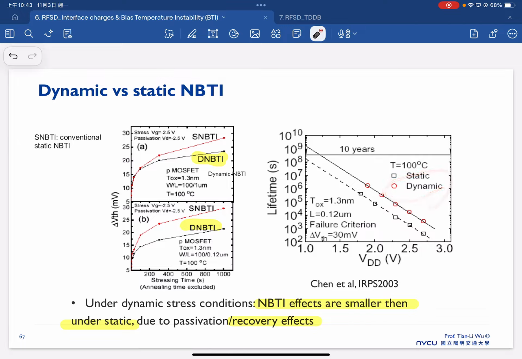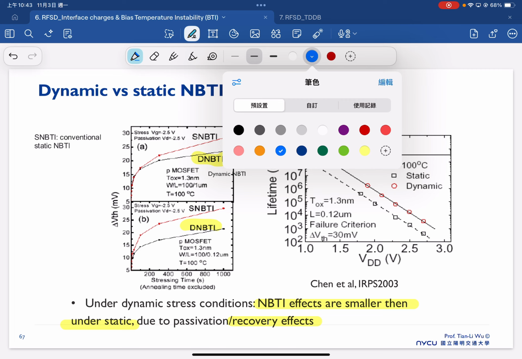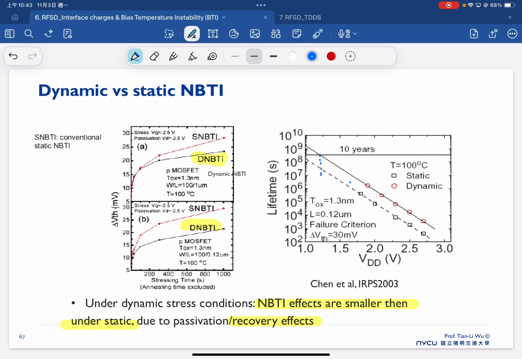So we can start to see the dynamic result shows up better, at 1.2 volt for the 10 years, which is better than the static result here. And this is also with the criteria of 30 millivolt. So now you see in the advanced silicon transistor, 30 millivolt is a very common failure criterion.